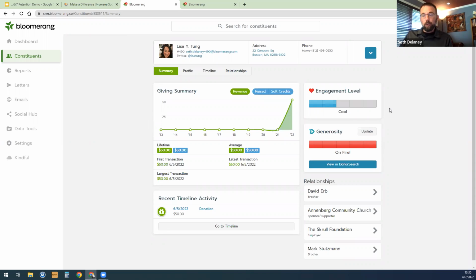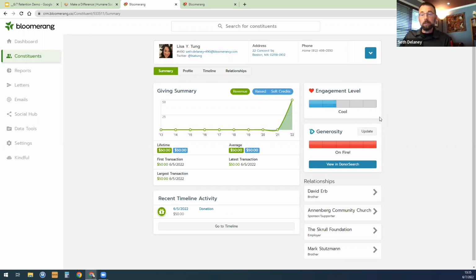As I look at the donor profile, there's another key piece of information that I like to look at when I think about retention, and that's their overall engagement score. And in this case, her level is cool. She's just made a first-time gift to my organization, but pretty recently. And over time, I want to do some things to try to move her up in the engagement level.